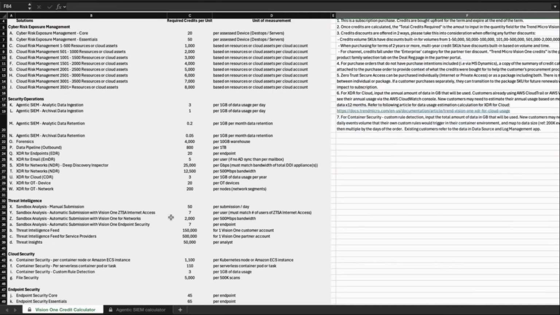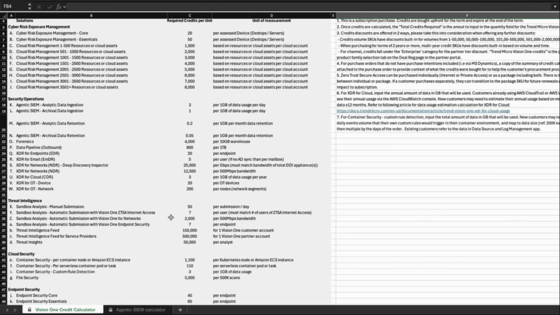If you have a product that is not on the credit calculator, let's talk about TippingPoint, for example, a hardware-based product. That is still quoted through traditional licenses. There is no change to those products. So if you don't see something on the credit calculator, that doesn't mean it's not available. That doesn't mean we've stopped selling it, it's in a sale or anything like that. It just means it's not a credit-based license.